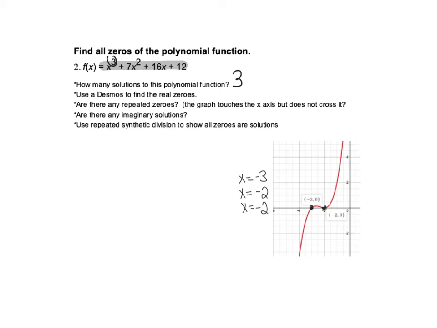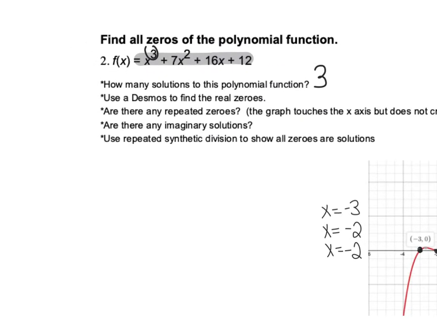And in order to show that that's true, we can use synthetic division. And as long as we get a 0 for a remainder every time we synthetically divide, that means that it is a solution. So here's what that looks like. Remember how to synthetically divide. We put -3 up here, and then we draw our line. We have all of our exponents there, 3, 2, 1, 0. So we're going to put our 1, 7, 16, 12.